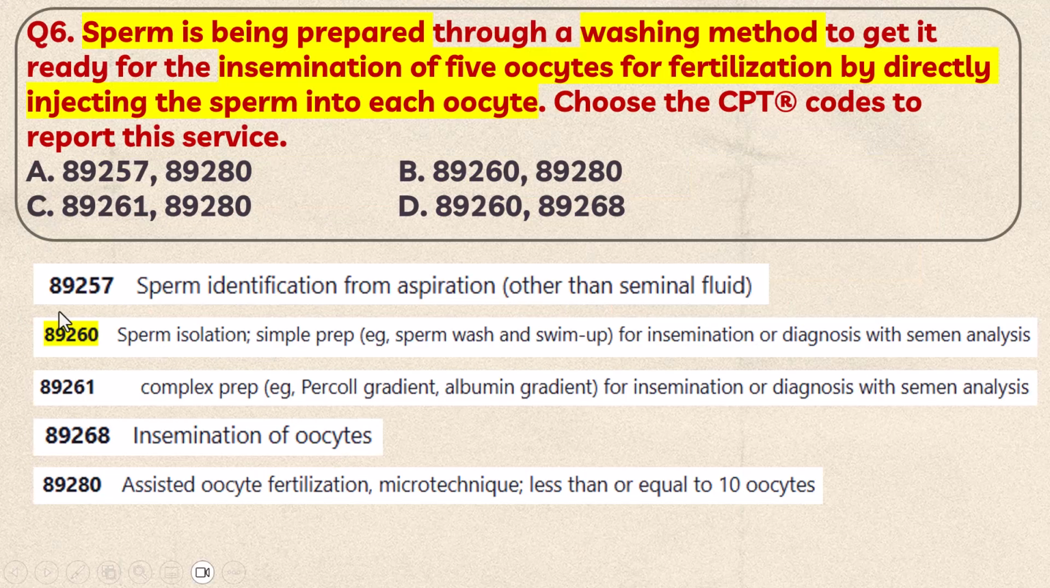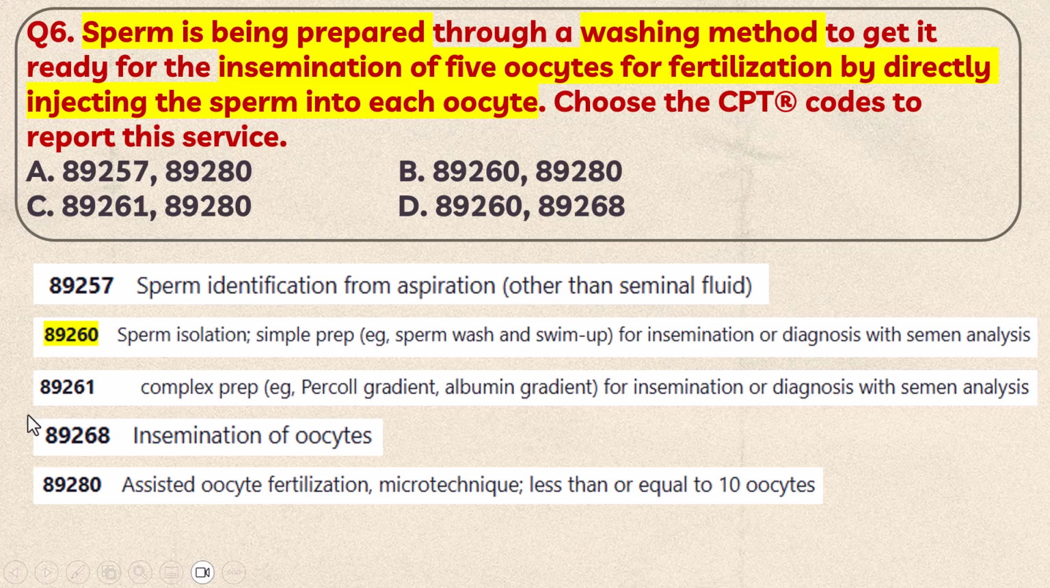So once you go to the code, 89257, sperm identification from aspiration, that is not possible. 89260 is sperm isolation, simple prep. Example, sperm wash and swim up for insemination or diagnosis with semen analysis. So that's the correct code for the first procedure, where you can see sperm being prepared by washing method. So for the first procedure, 89260. So B and D are possible.